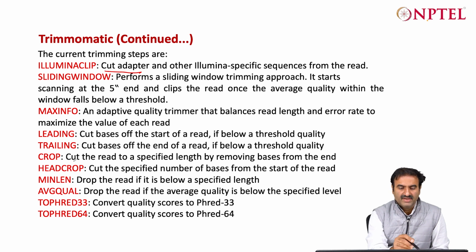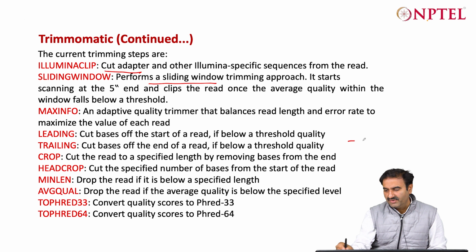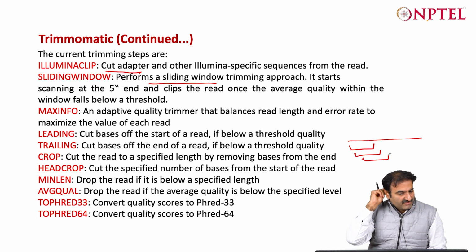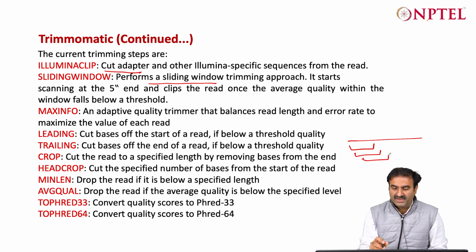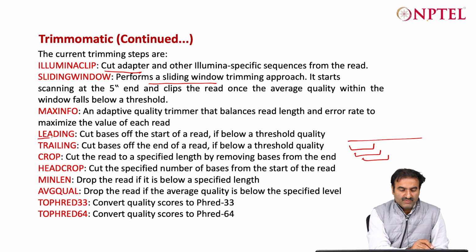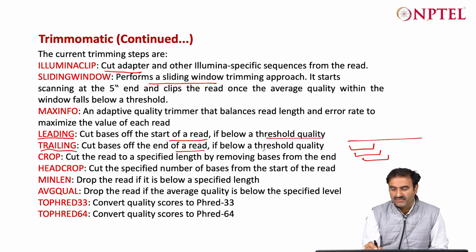These are the various commands, or basically parameters, that you can give. For example, a sliding window of 15: it will be looking at your sequence in a sliding window of 15, then another 15, then another 15, like that, 15 base pairs. Then there is the maximum info, like the read length and error rate ratio, and whether you want to cut from the start or from the end, based on the quality threshold that you define.